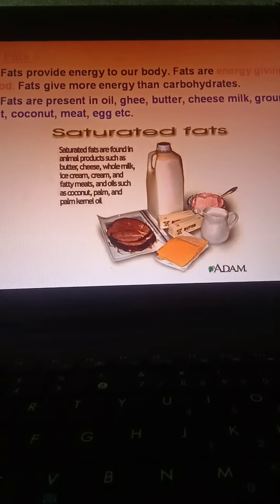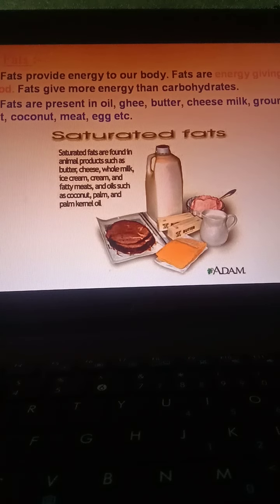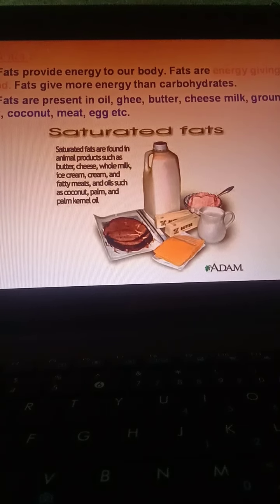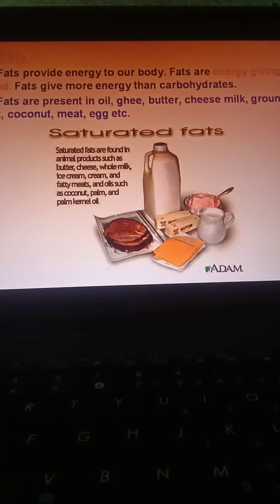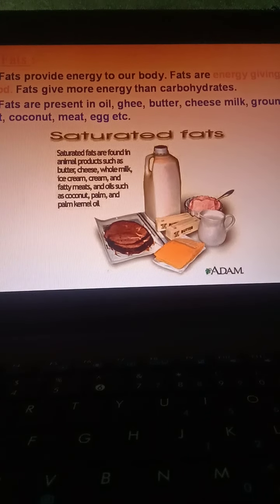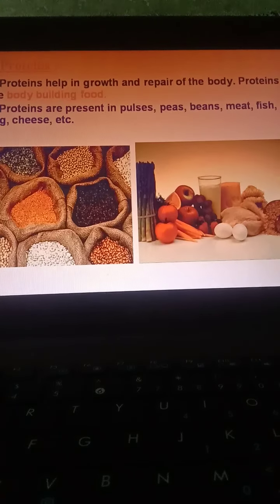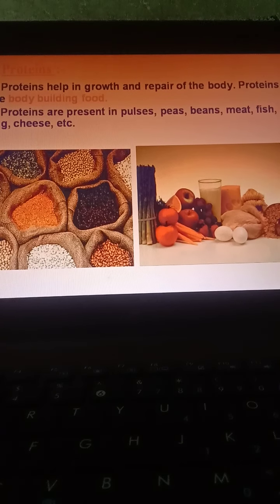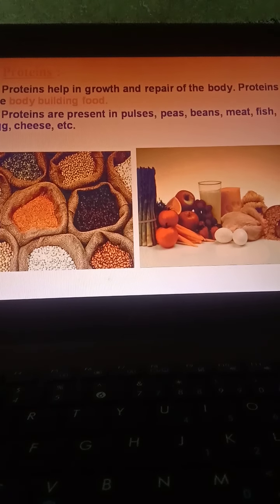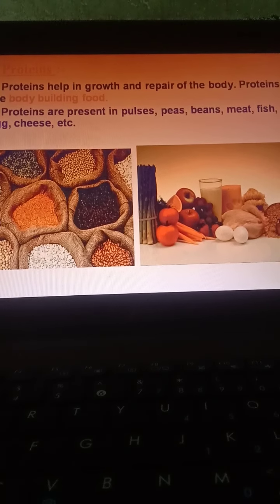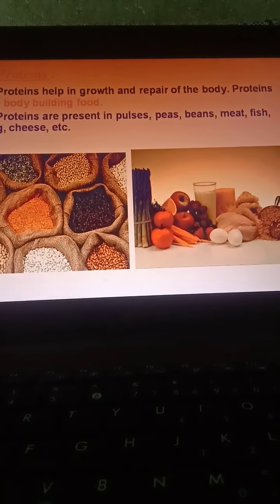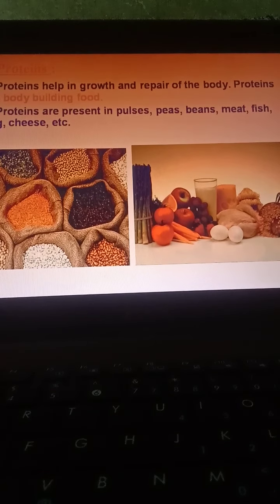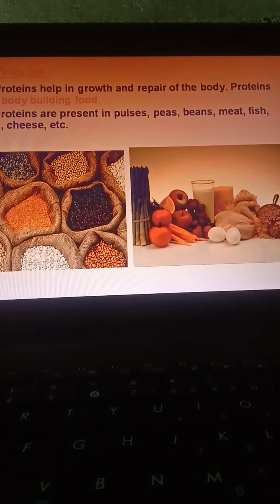Second one is fat. It is also energy giving food. It provides more energy as compared to carbohydrates. Fats are present in oil, ghee, butter, groundnut, meat, eggs, etc. Third component of food is protein. Protein is called body building food. Protein helps in growth and repair of our body. Proteins are present in pulses, peas, beans, meat, fish, eggs and cheese.